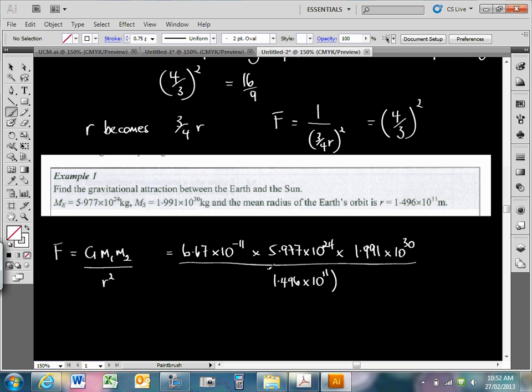Never forget, this is a classic problem that students face, that little squared. Everybody have a go at calculating it. Who has calculated it? 3.5? 5? 10 to the power of 22 newtons, yes, is the units. And yes, that's fine. That's a good answer.